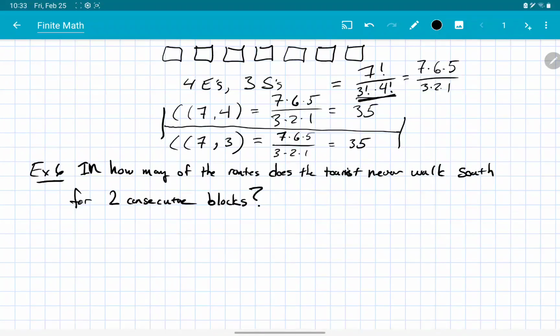But now I'm going to think about it. Okay, so I know I need 4 E's. I'm just going to leave some space. I have 4 E's, and I got to put 3 S's in somewhere, right? We don't want to think about that E on the left as being the first path, the first choice. We want to think about it's somewhere, okay?